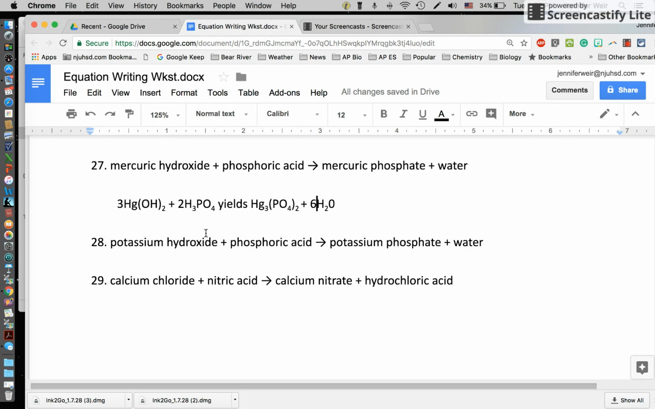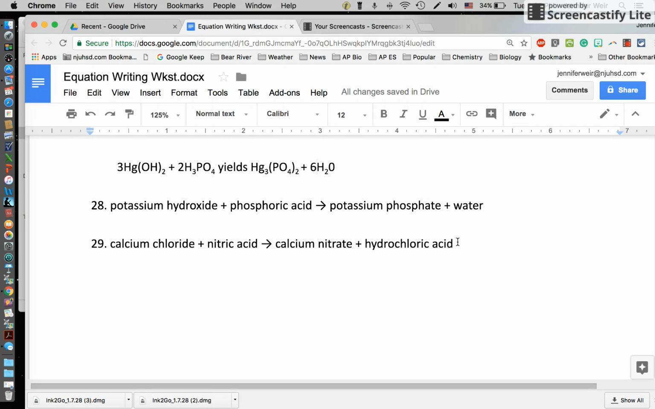All right, the last one I'm going to take a look at is number 29. And again, it's got some acids in it, so I'm thinking that was our challenge of the day, remembering the formulas for some of the acids. So let's take a look at this one.